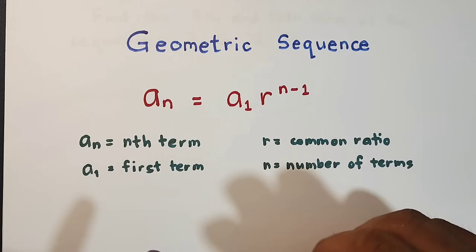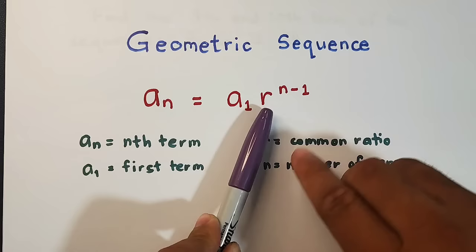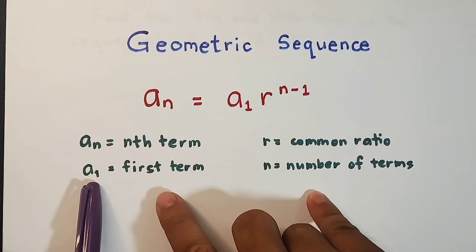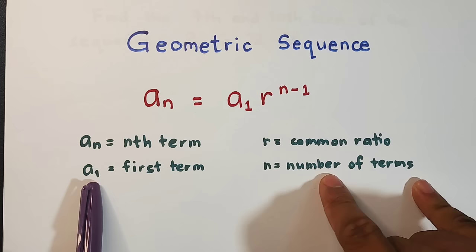We have here the formula, a sub n is equal to a sub 1 times r raised to n minus 1. In this formula, ito yung purpose ng bawat variables na nakita nyo dito. Yung a sub n natin is the nth term. Your a sub 1 is the first term in a given sequence. Your r is the common ratio. Your n is the number of terms. So let's try solving this problem.